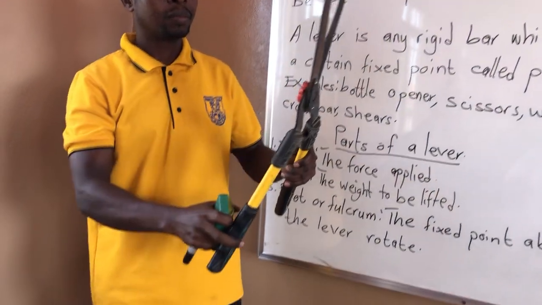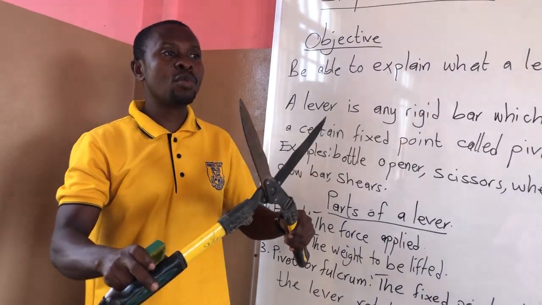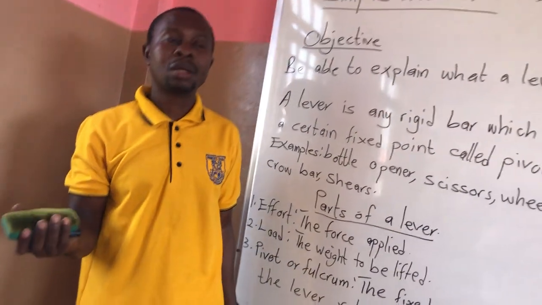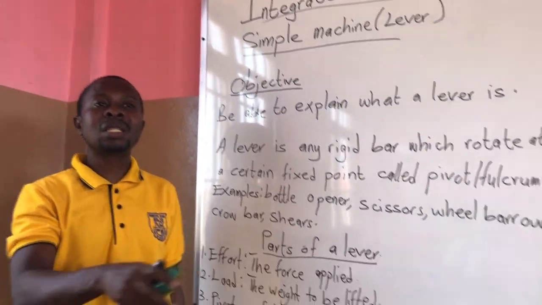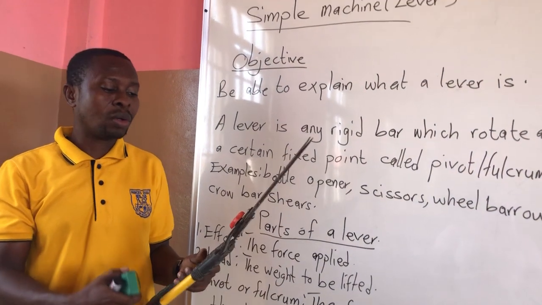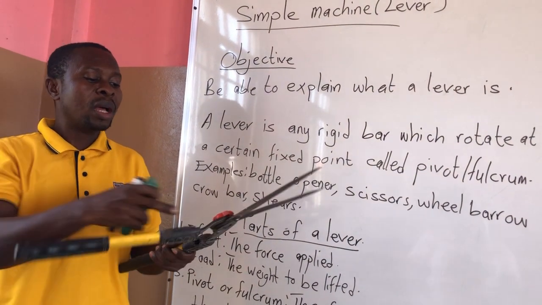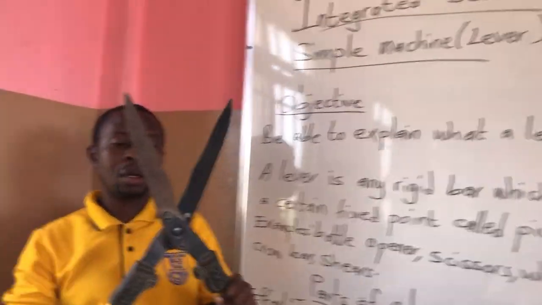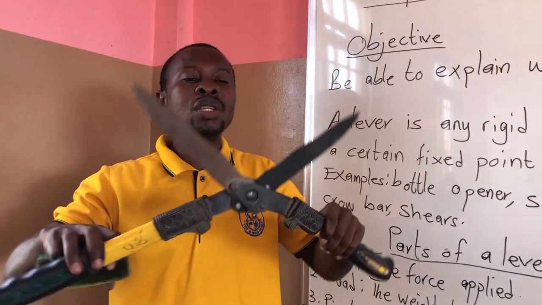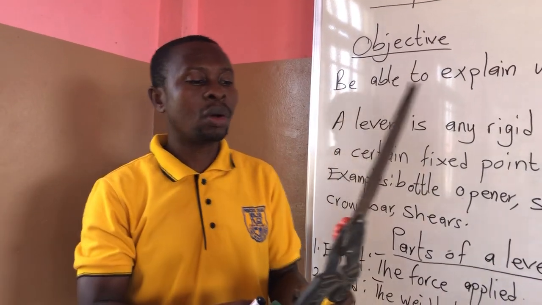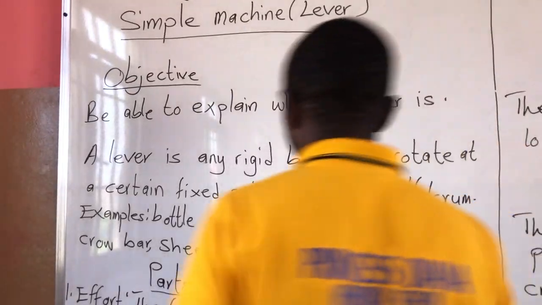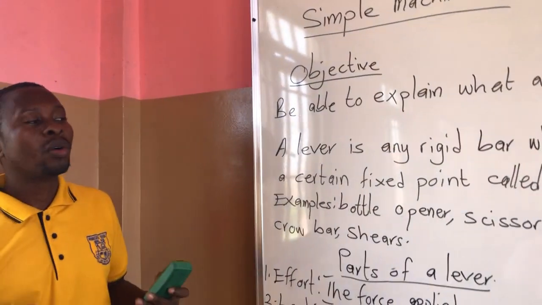The same way when we look at our seesaw in our school and in our churches, you see that it rotates at a fixed point. So a seesaw is also an example of a lever. When we look at a pair of scissors, it also rotates at a fixed point. So we say a lever is any rigid bar which rotates at a fixed point called a pivot or fulcrum.